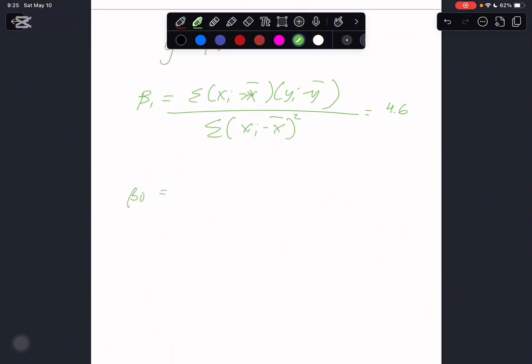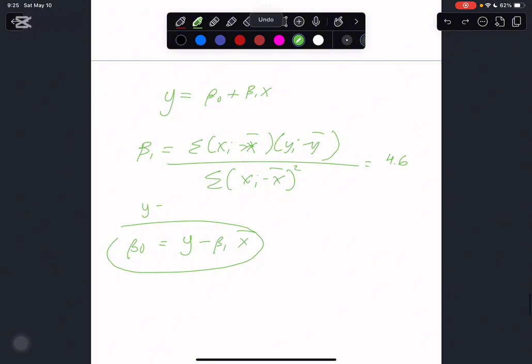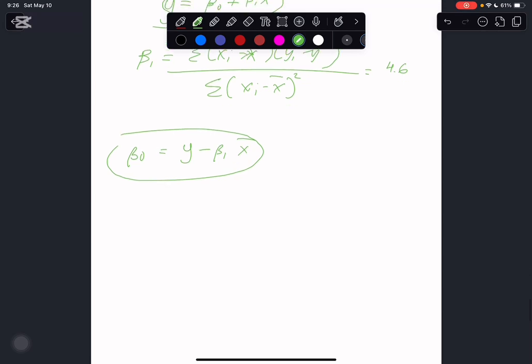b naught is equal to y mean minus b1 times x mean. If you forgot how to get this, basically just rearrange the equation for b1, so this goes here or this goes here. That's it, literally. You're going to get a value of b naught equals 75.9. Now you could go back to the equation and plug in b1 x plus b naught, which is basically y equals 4.6 x plus b naught. What did we get for b naught? 75.9.